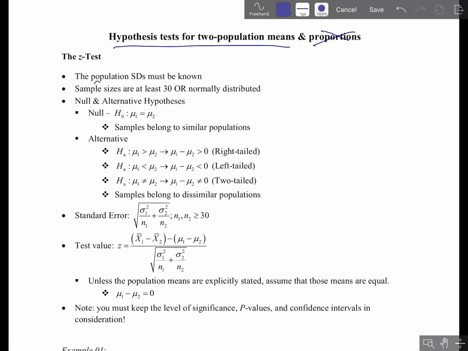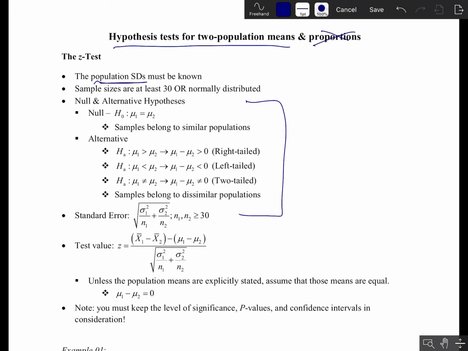Here, the population standard deviations must be known for each of the populations that you're studying. And then we also need our sample sizes to be at least 30, or we need the variables that we're studying to be normally distributed. It's the same sort of assumption that we've been using so far for ensuring that our sample means end up being normally distributed.